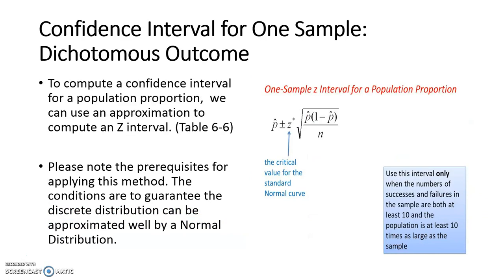For the confidence interval for one sample with a dichotomous outcome, the formula is listed on the right-hand side, as well as in table 6.6. Basically, it's a z-interval because we have used an approximation of the binomial distribution by a normal distribution. There are some assumptions or prerequisites for using this method. Please review those assumptions in table 6.6. These assumptions are to guarantee that the discrete distribution can be approximated well by a normal distribution. Without these conditions, this confidence interval will not be accurate.